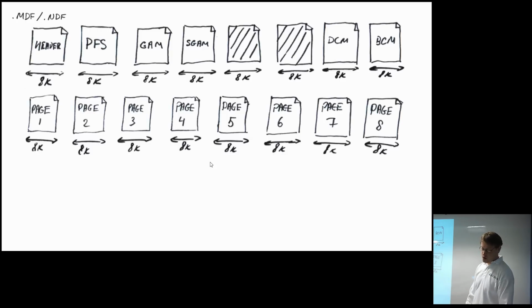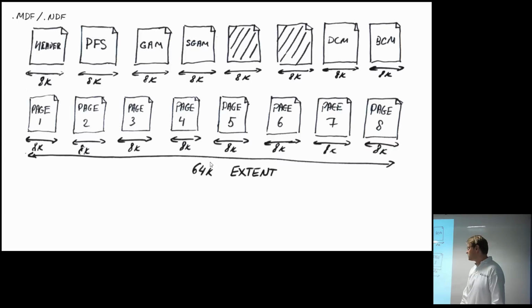Okay, so 8 pages consecutively is called an extent, and it's 64 kilobytes. And extents are used in SQL Server to manage free space. So whenever SQL Server needs to grow the file size, it does it in so-called extents. So for example, it takes 1 megabyte, and it can fit 16 extents in a megabyte, and basically grows the file in that length.